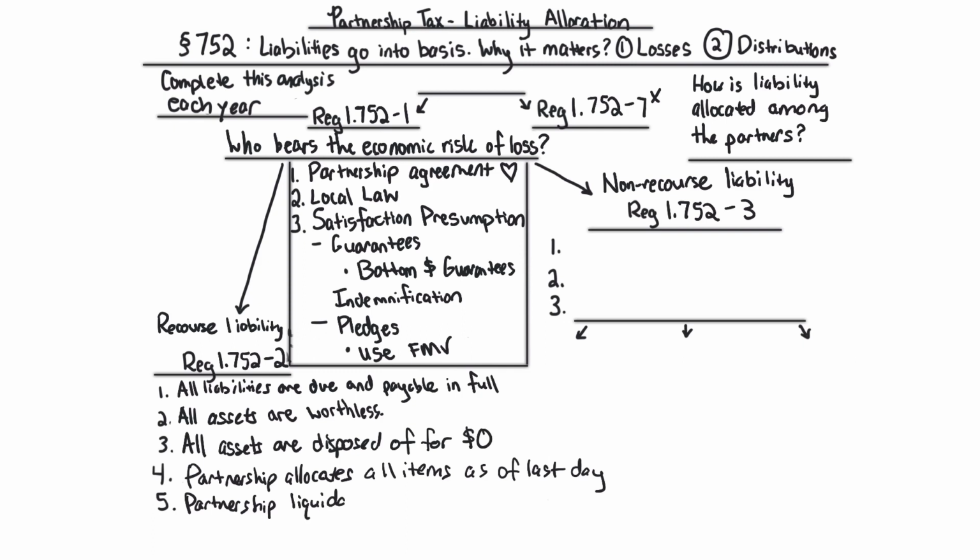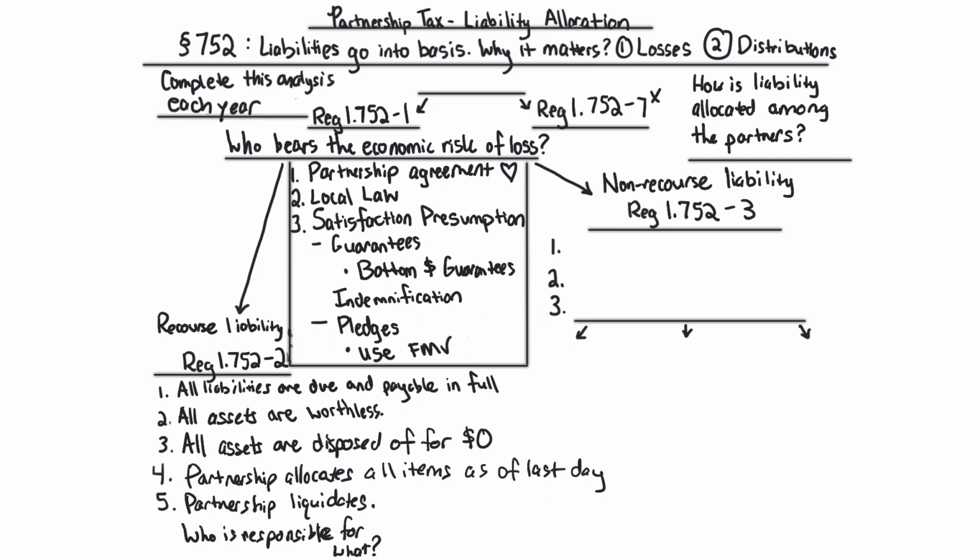We're doing this so that we can then determine, of this recourse liability, who is responsible for what? That economic risk of loss idea? Who is responsible for what? And then you're going to give out the liability through basis to those partners in that specific way you've determined.